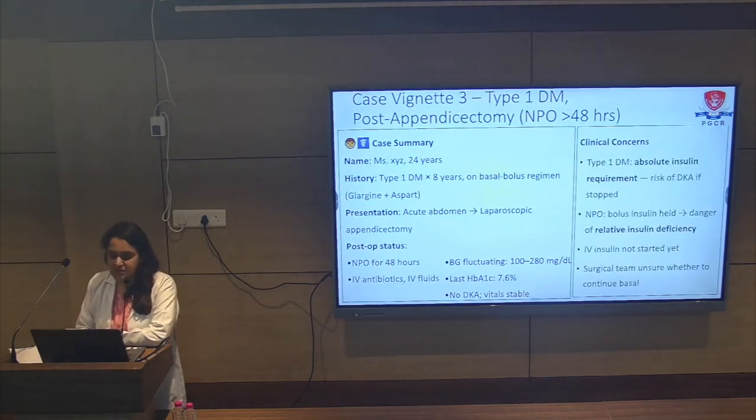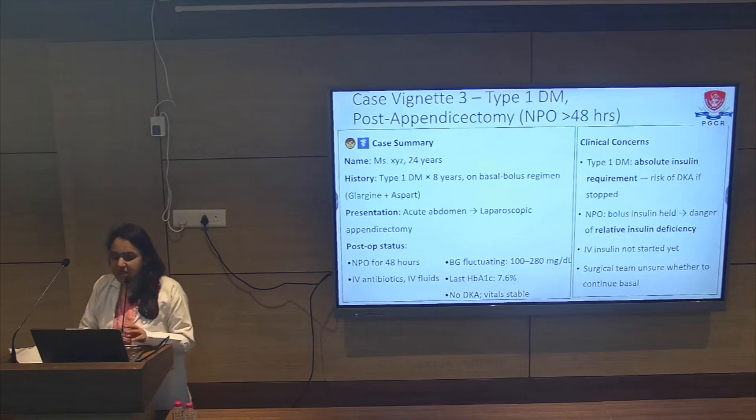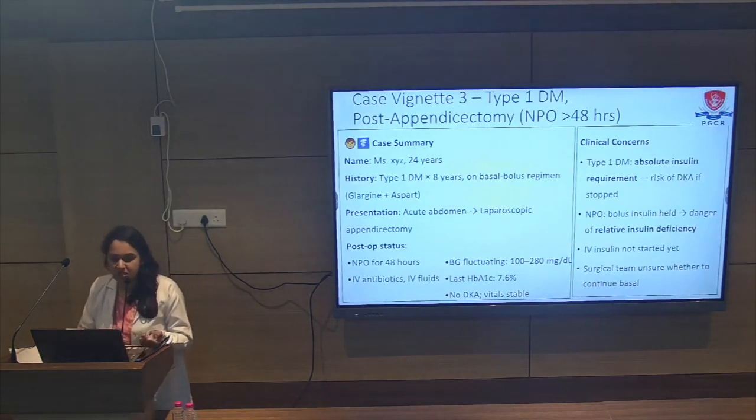Now the clinical concern which arises in this patient is that, in a type 1 diabetic, will we continue the basal and bolus insulin if the patient is nil per oral? So in this patient, as the patient is type 1 diabetic, there is an absolute insulin requirement. So if we stop the insulin, there can be a risk of diabetic ketoacidosis.